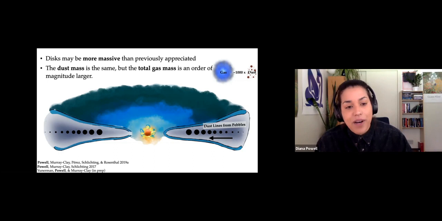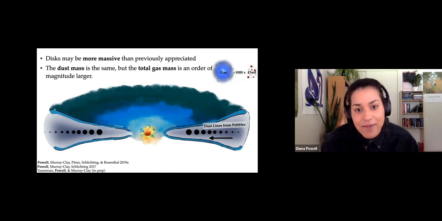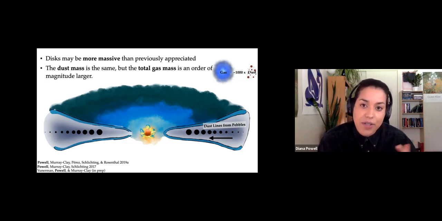And I also want to emphasize that our model indicates that there is more dust mass at early times, which helps bring agreement between the discrepancy in disk dust masses and the mass of extrasolar systems.